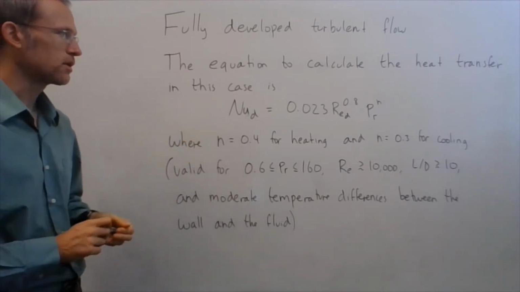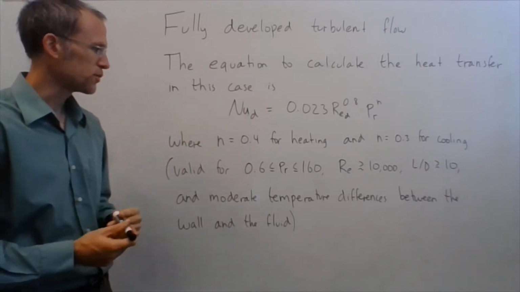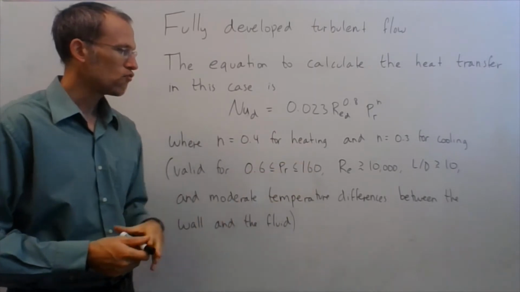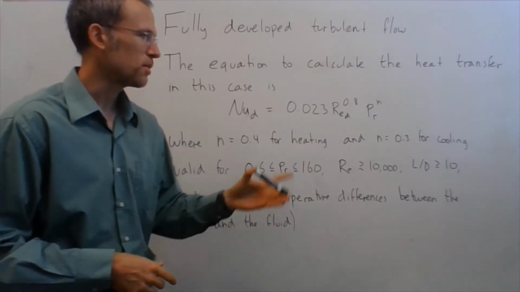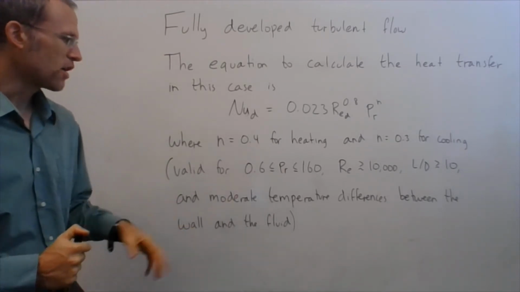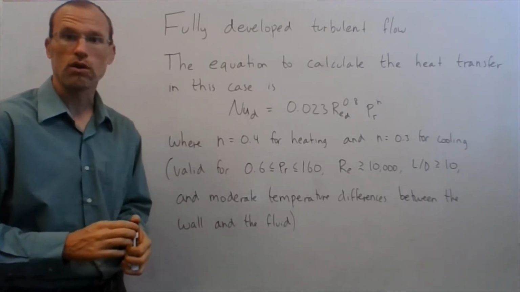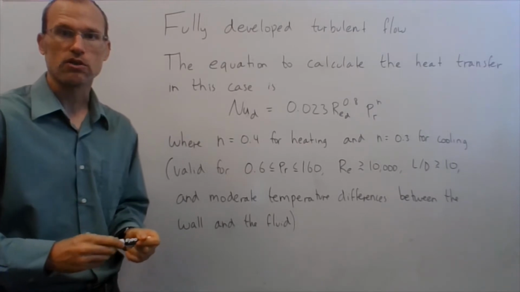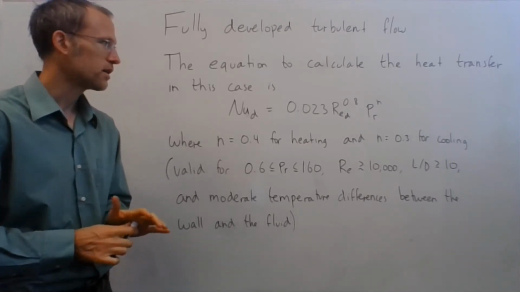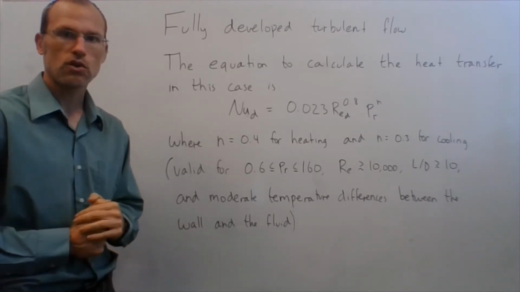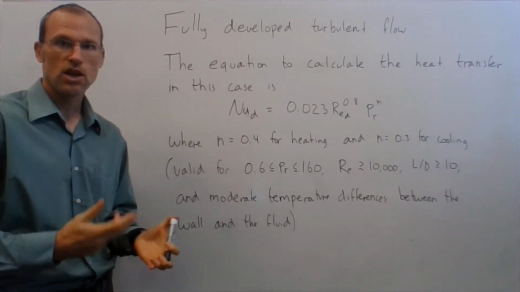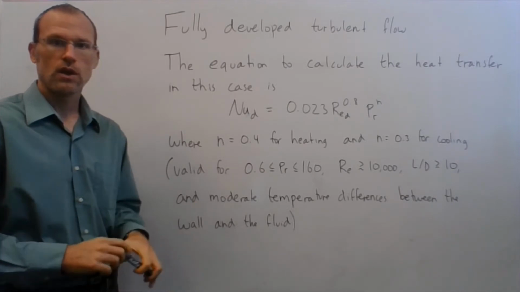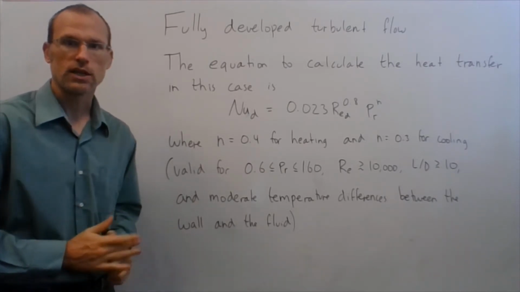This equation, again experimentally determined, is valid for Prandtl numbers between 0.6 and 160, Reynolds numbers above roughly 10,000, length over diameter ratio for my pipe bigger than roughly 10, and moderate temperature differences between the wall and fluid, so nothing too crazy in terms of temperature difference. This one is useful for pretty much all the turbulent flow in pipe situations we'll see in this class. There are of course other equations for other scenarios, but this one should suffice for this class.